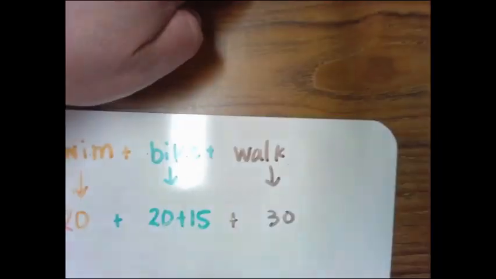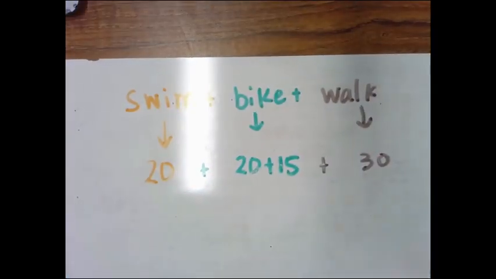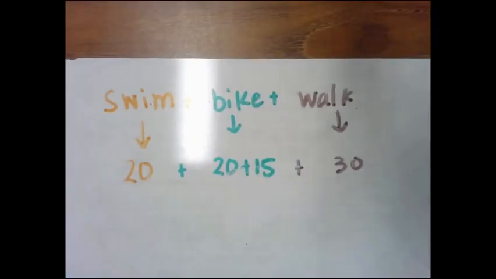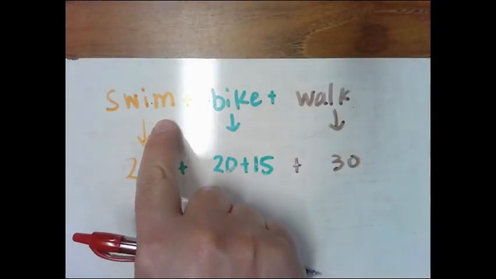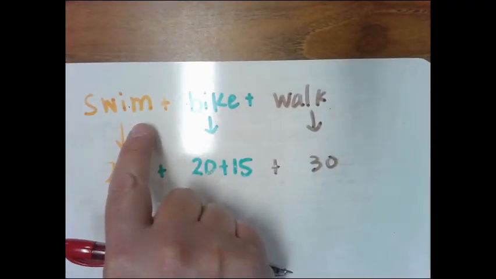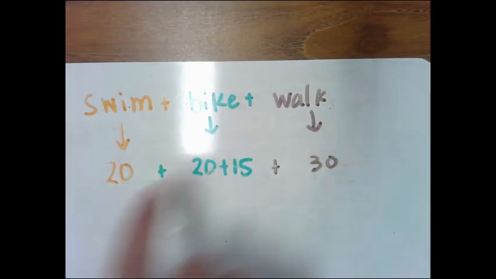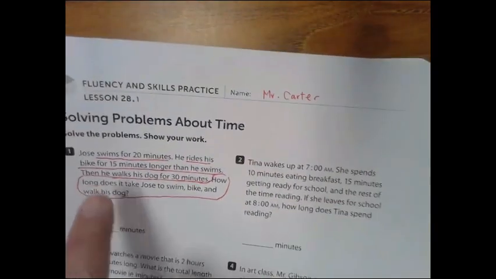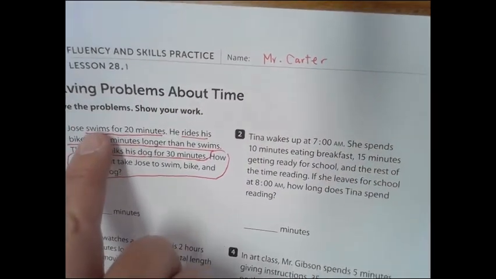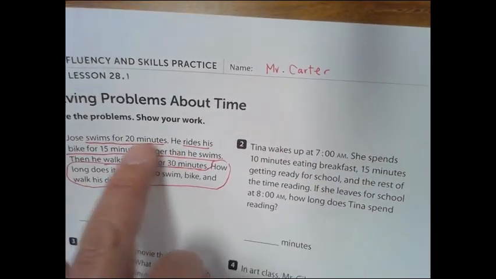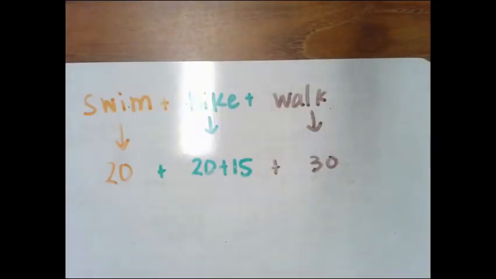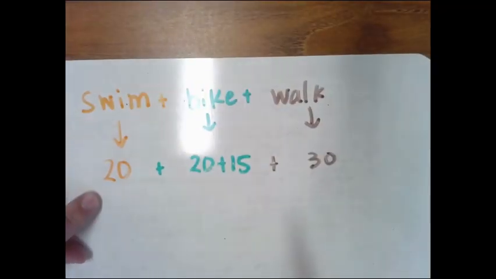On the whiteboard, I started with what they're asking us. Sorry, there's a glare there. But you can see here that they're asking us to add how long he swims, bikes, and walks all together. If I look back at the question, it straight up tells us that he swims for 20 minutes, so we don't have to do any figuring out there. So that's what I did here. I put swim for 20 minutes.